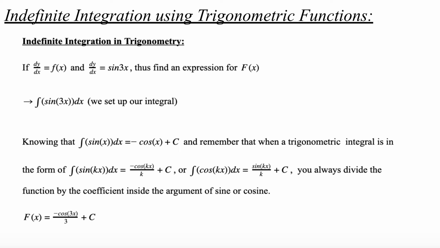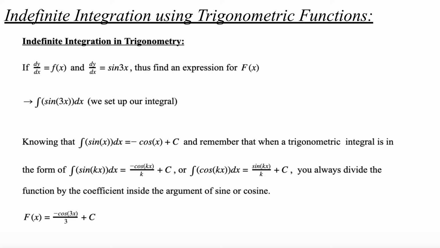So we firstly set up our integral sine 3x differential x, knowing that the integral of sine x dx is equal to negative cosine x plus c, and remembering that when a trigonometric integral is in the form of the integral of sine kx dx equals negative cosine kx divided by k plus c, where k is a constant that is multiplying the angle or argument inside of sine, in this case x. So when we have that scenario, we first need to integrate our sine function, and then we divide that function by the constant that is multiplying the angle, and we add our constant of integration c.